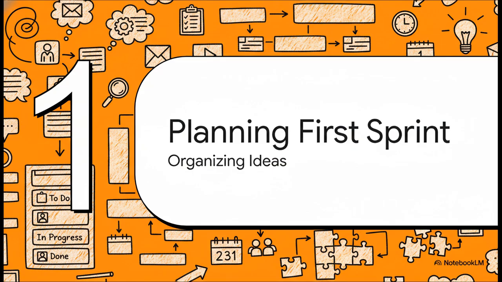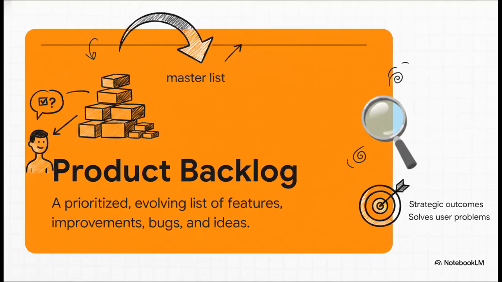Okay, let's shift gears a bit and talk about planning your first sprint. Everything your team is going to do starts right here with the product backlog. Think of this as the ultimate master list for your productivity app. But, and this is a big but, it is not just a dumping ground for random feature requests. It is a highly prioritized, constantly evolving list. As your mentor, I need you to focus on prioritizing actual user needs and strategic outcomes here. The whole goal is solving user problems, not just shipping a checklist of cool-sounding features.